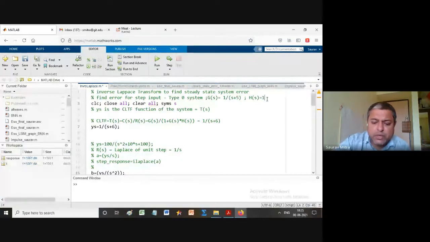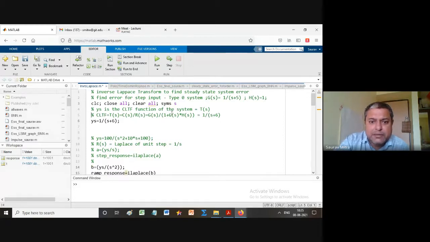So H(S) I have taken as 1. Always take H(S) as 1 for all your simulation. G(S) whatever you want you can take; here you can take S square plus 2S plus 3 also, it doesn't matter. But here there is no S, so that's why this is a type 0 system. Now Y(S) is the CLTF of the function, whatever T(S) we have to find out, that is C(S) by R(S).